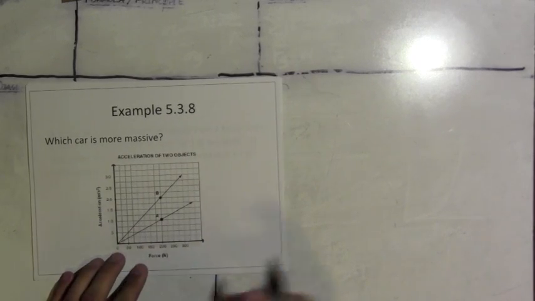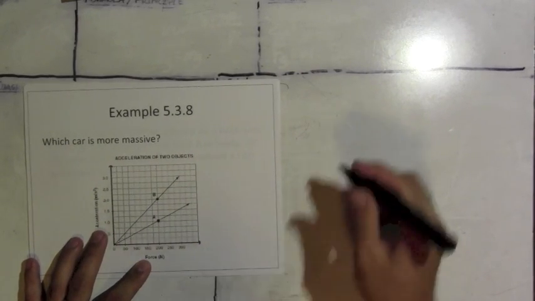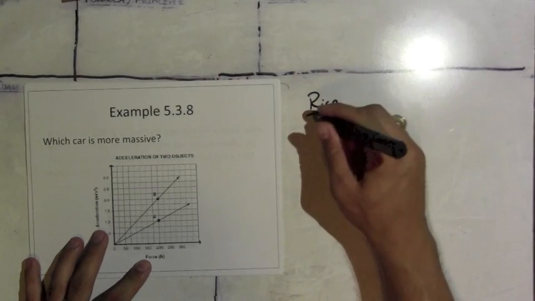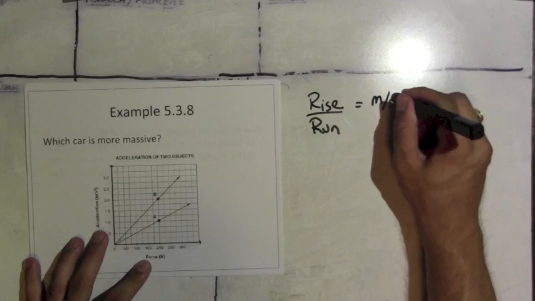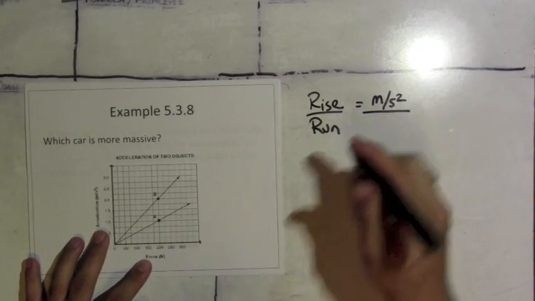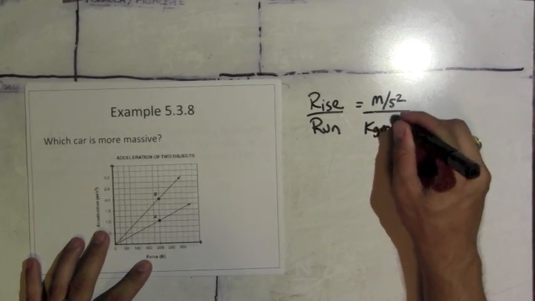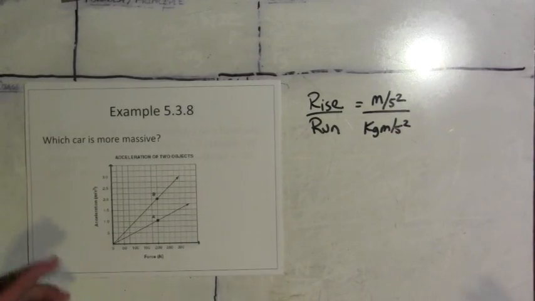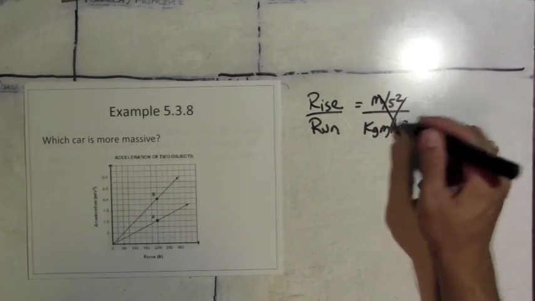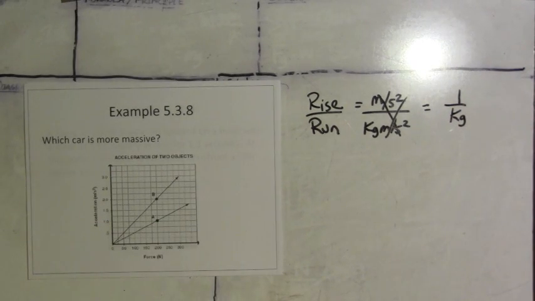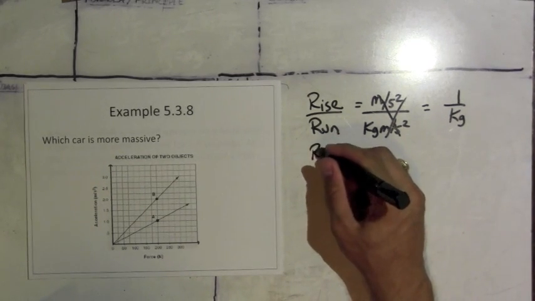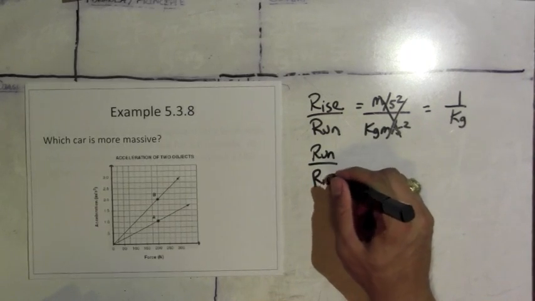So what you're going to do here is say, okay, I've got acceleration and I've got force right here. If I were to calculate the slope of this graph, which would be rise over run, that would give me acceleration, which is meters per second squared, divided by force, which is kilogram meter per second squared. When this cancels out, what you're left with is the slope equals 1 over kilograms, which doesn't really make a whole lot of sense to do. So we're going to go ahead and flip it instead, and do something called run over rise, which is the inverse of the slope.